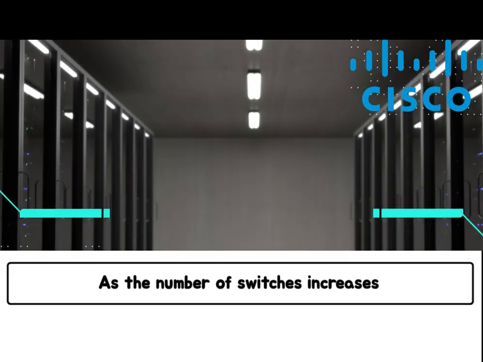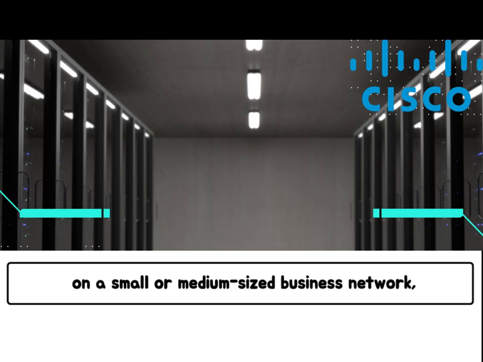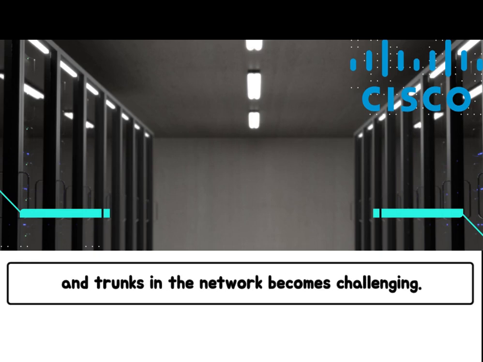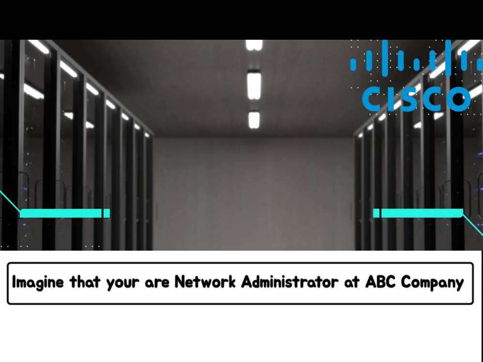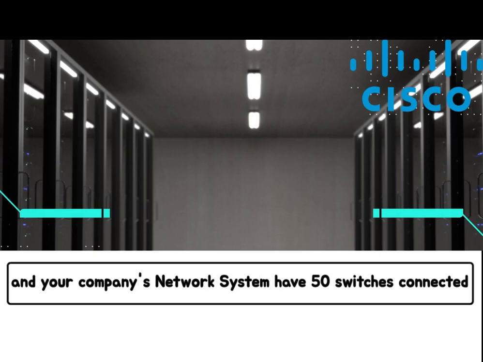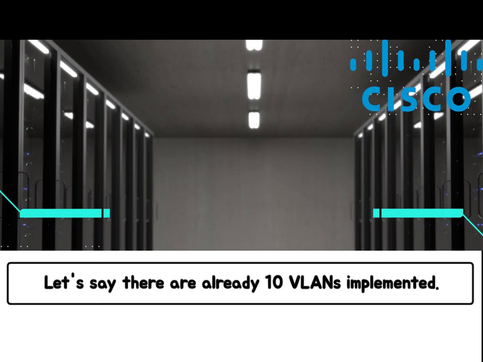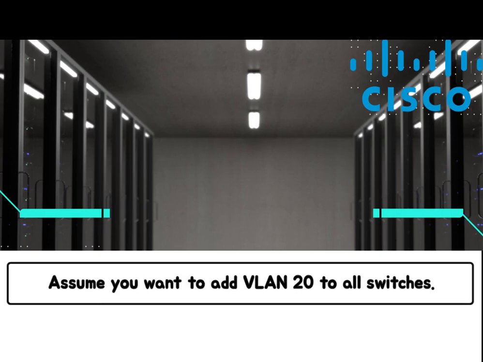As the number of switches increases on a small or medium-sized business network, the overall administration required to manage VLANs and trunks in the network becomes challenging. Imagine that you are a network administrator at ABC Company, and your company's network has 50 switches, connected using VLAN trunks. Let's say there are already 10 VLANs implemented, and you want to add VLAN 20 to all switches.